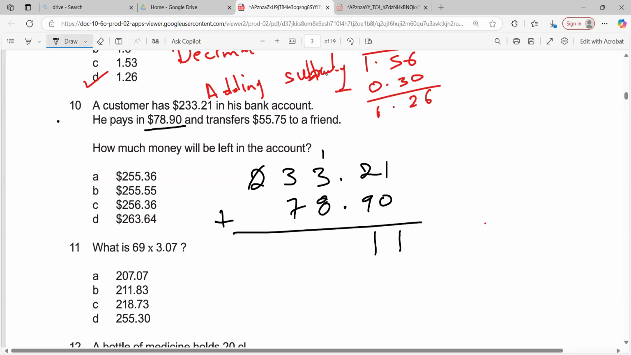We carry over the 1. Then 8 plus 3 is 11, and then 11 plus 1 is 12. So you put the 2 under the 8, and then you put the 1 over the next side, which is 3. 7 plus 3 is 10, plus 1 is 11. You're going to put the 1 under the 7 and the 1 over the 2. So then 2 plus 1 is 3.